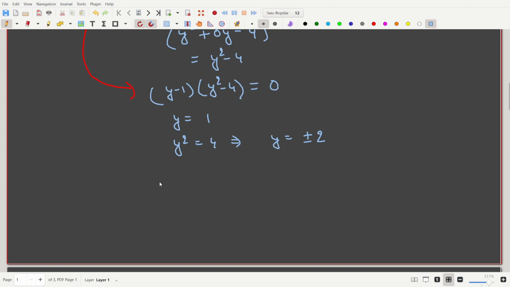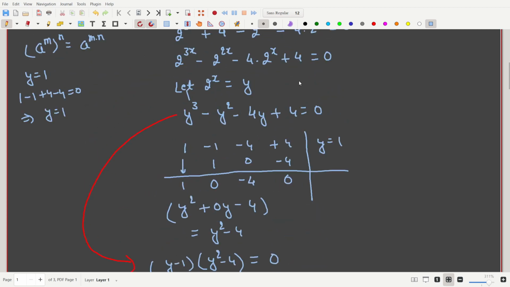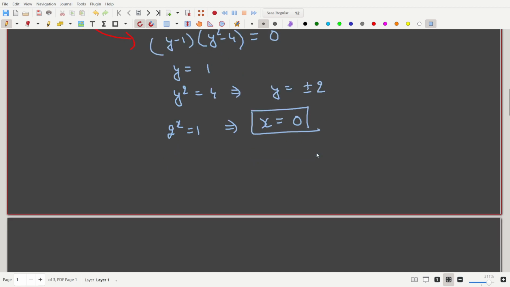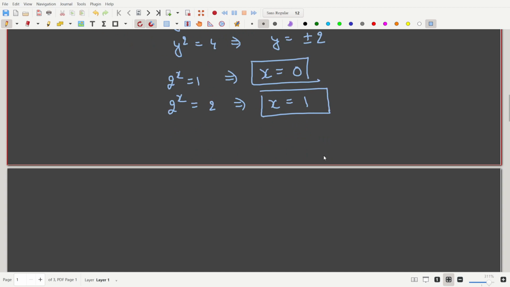Now we assumed earlier that y is equal to 2 power x. This is what we assumed. So we can say 2 power x is equal to 1, which means x is equal to 0. So this is the first root of the equation. Then we get 2 power x is equal to 2, which means x is equal to 1. So these are the two real roots of the equation. Finally, we have 2 raised to the power x is equal to minus 2.